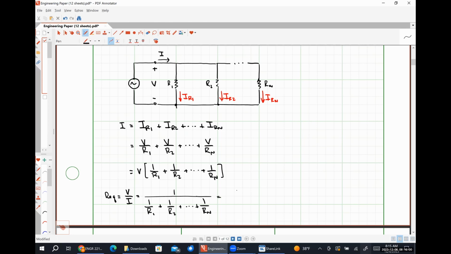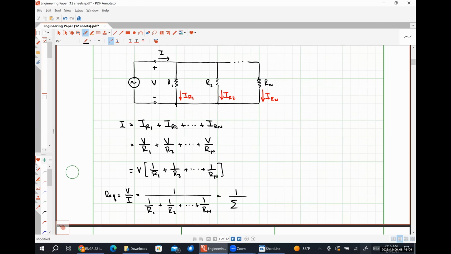And in a more closed form, this is 1 over the sum from i equals 1 to n of 1 over R sub i. So this is how we find the equivalent resistance of a number of resistors that are electrically connected in parallel. We simply sum the reciprocals together and then take the reciprocal of that combination.